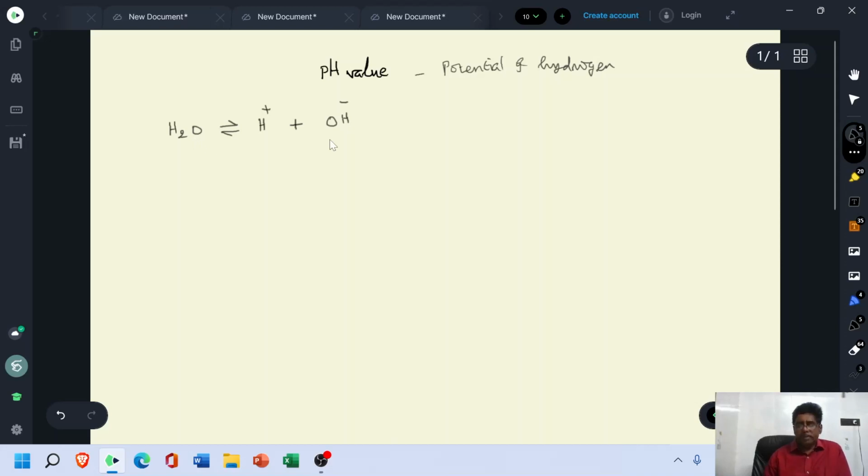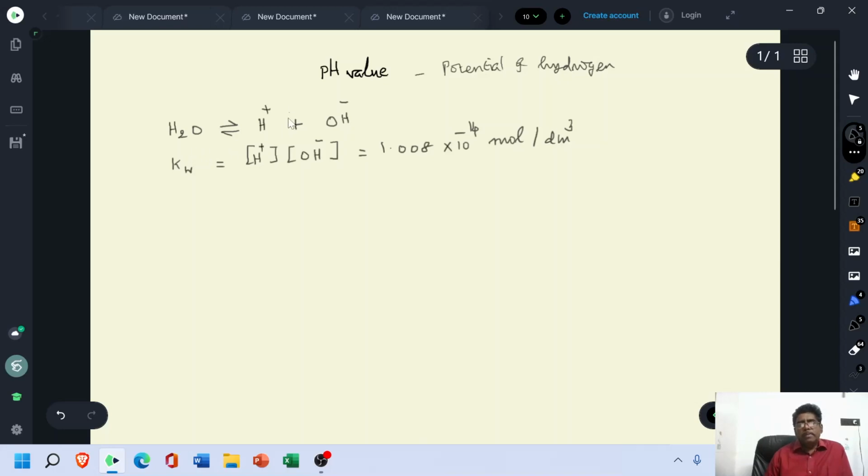This is a reversible reaction and fully endothermic. Only after absorbing heat energy, H2O provides H plus and OH minus. Therefore, the rate constant value of the above reaction is Kw equal to concentration of H plus into concentration of OH minus, that is equal to 1.008 into 10 power minus 14 mole per decimeter cube.